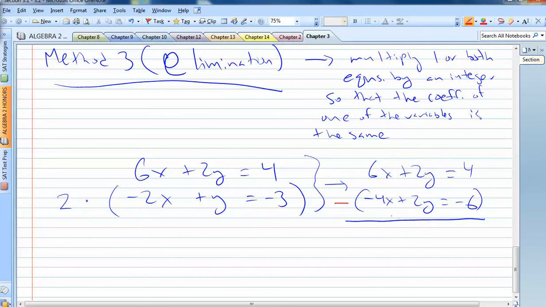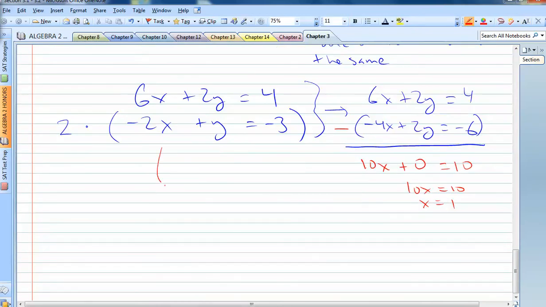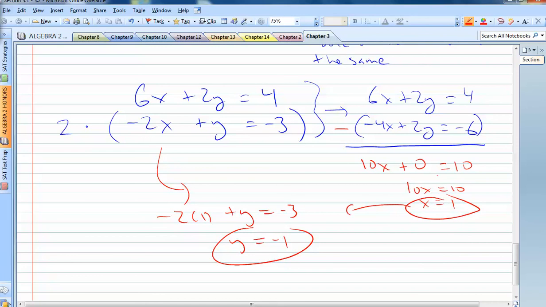If you subtract the two equations from each other, 6x minus negative 4x is 10x. 2y minus 2y, of course, is just nothing. 4 minus negative 6 is 10. So 10x equals 10, x equals 1. So you still get the same thing. And then you could substitute back into any equation to solve for y. So you plug back into the second equation. So y will equal negative 1. So we still get the same thing.